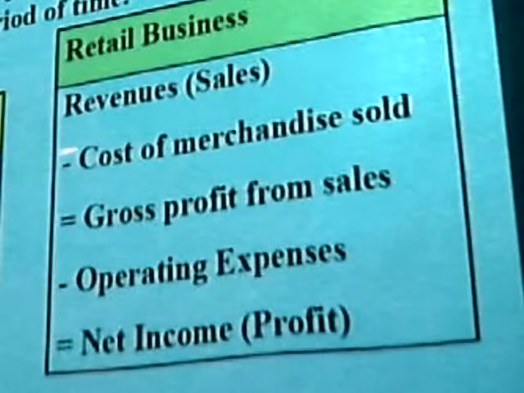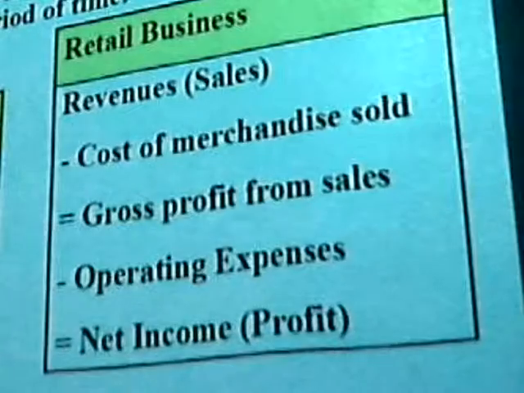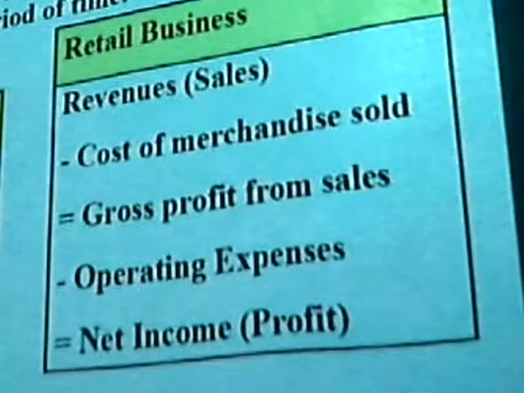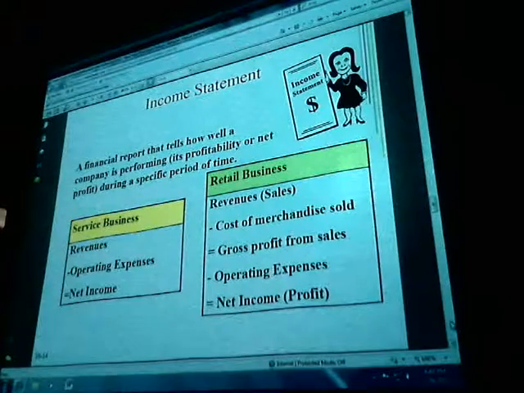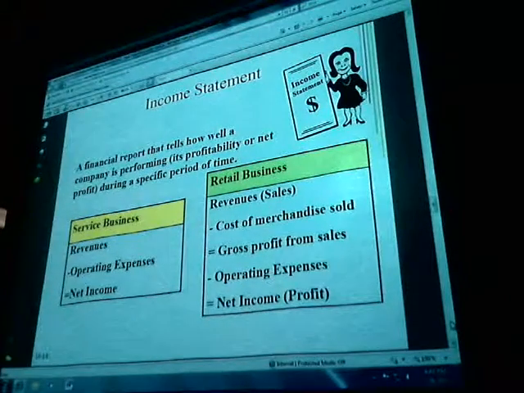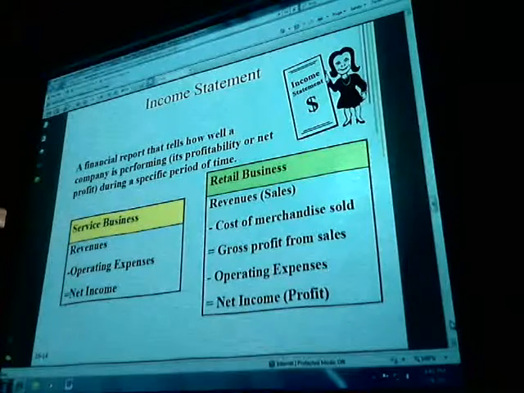Okay? So the only thing different here is the inventory. But it makes the income statement a lot longer. I mean, you have a whole section that's just for cost of goods sold. Okay? You'll see in a minute.